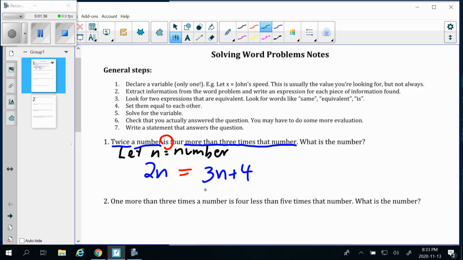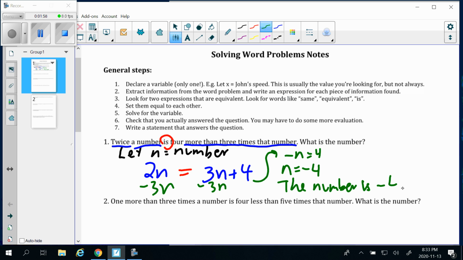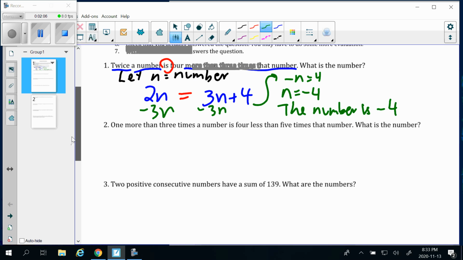So we will solve this. And I'm looking at negative n is equal to 4, which is not quite done. n is equal to negative 4. So we did that. Check that you actually answered the question. Did I find the number? I did. Write a statement that answers the question. So the number is negative 4. And if this was a written response question, I would expect you to write this, and you would not get full marks without it. Declare the variable, write a conclusion.